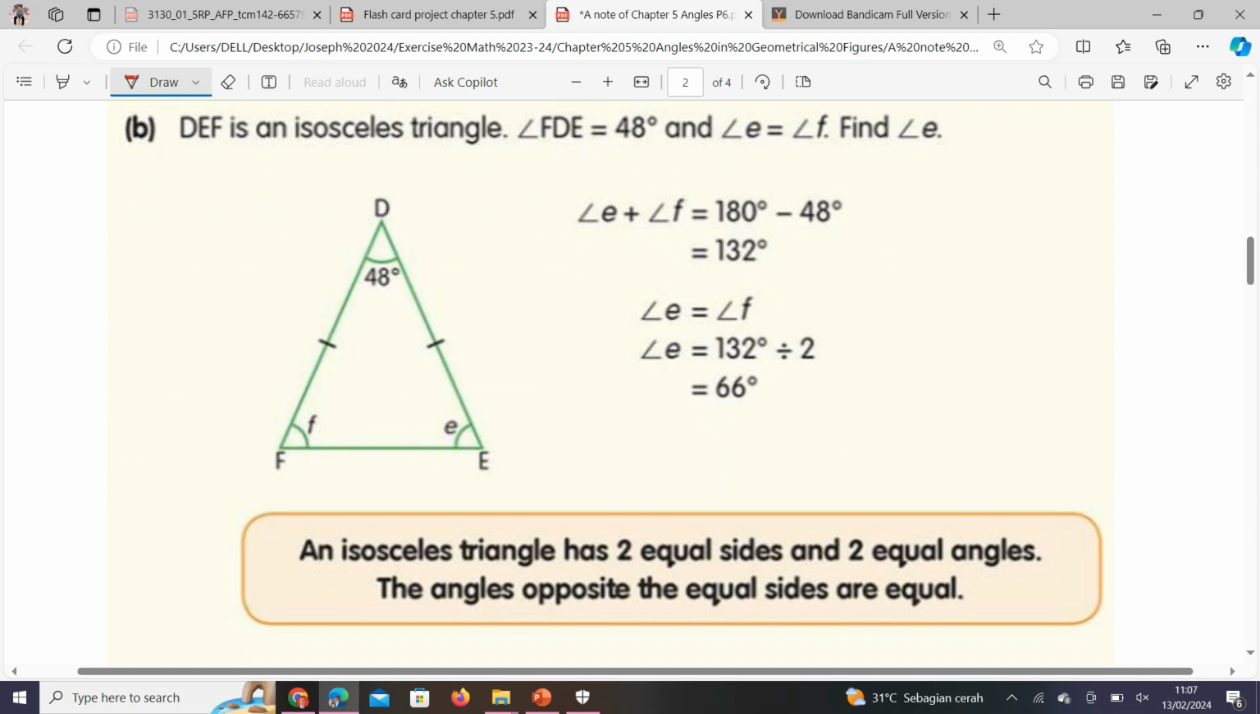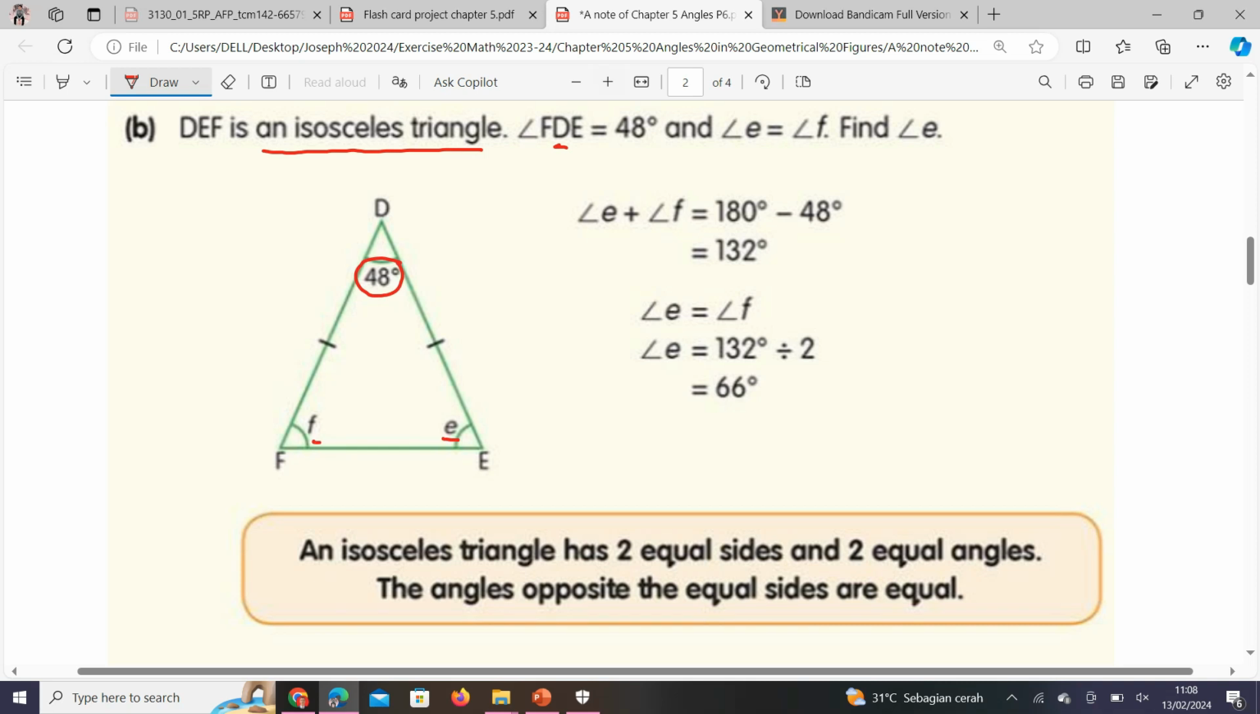The next kind of triangle is called an isosceles triangle. DEF is an isosceles triangle. The angle of FDE, first you need to identify the angle of FDE. As simple as this. You see the capital letters F, D, E, meaning the letter in the middle defines the angle itself. So FDE, you can put 48 degrees in here, and then the angle of E equals the angle of F. Find the angle of E.